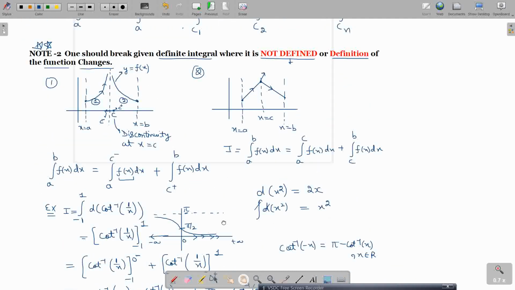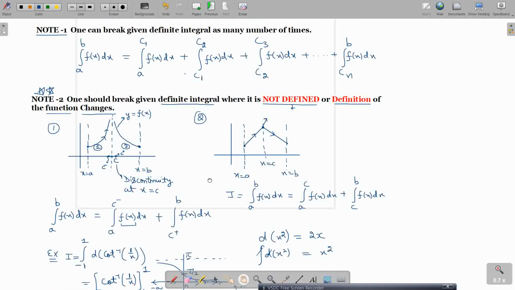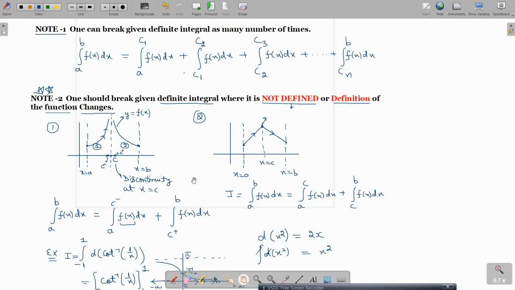There are many properties of definite integration, but for now we just stop here. Okay, thank you.